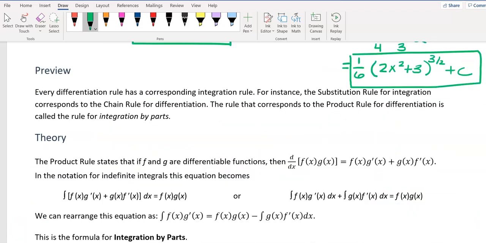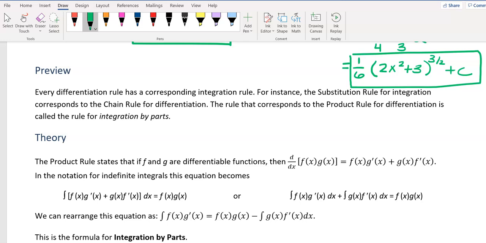Okay, so having done the warm-up, let's talk about integration by parts. So every differentiation rule that you have, your power rule, your chain rule, or your product rule, they all have a corresponding integration rule. So for instance, the U substitution rule that we just practiced for integration corresponds to the chain rule for differentiation. And currently, that's the only unique way that we know to help us work through some more difficult integration questions.